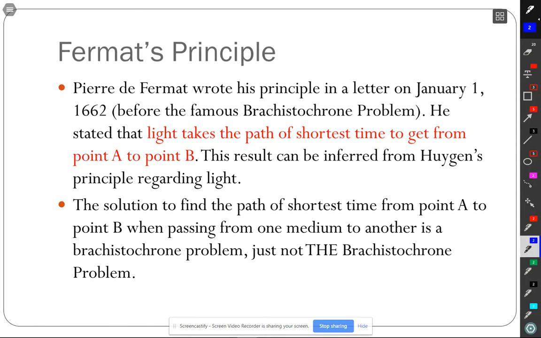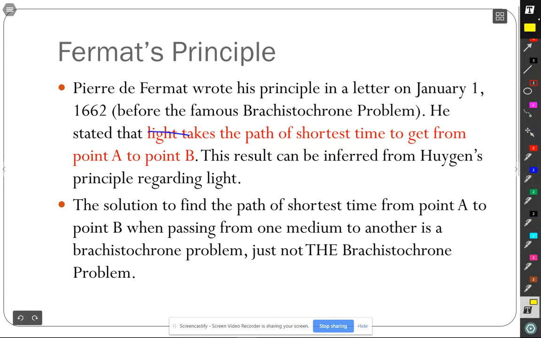Now, for Fermat's principle, once again, notice the date. Fermat said this before Bernoulli's challenge. He said that light will take, I've got it. I've already got it in red. Now I'm going to highlight it, which is going to make it look, whoops, that's not that. There. Which is going to make it look like it's in black. First, I may not ever erase it. Okay, did make it look like. Light takes the path of shortest time to get from point A to point B.